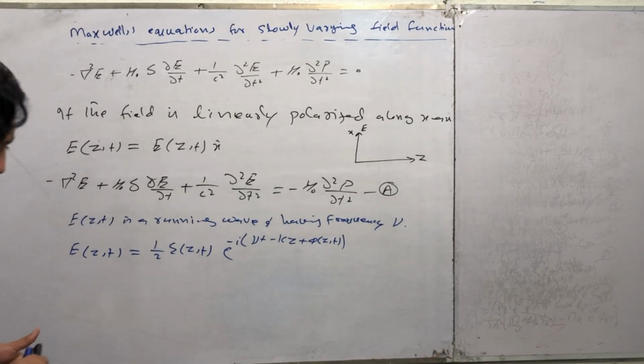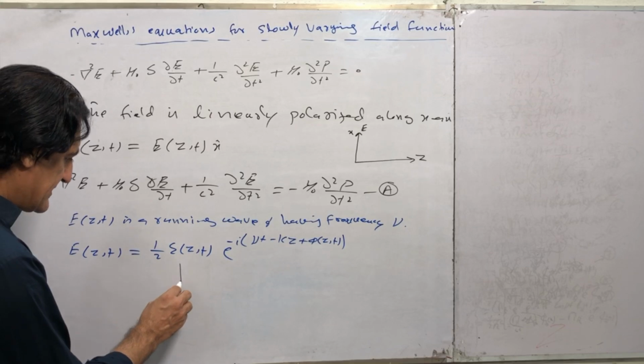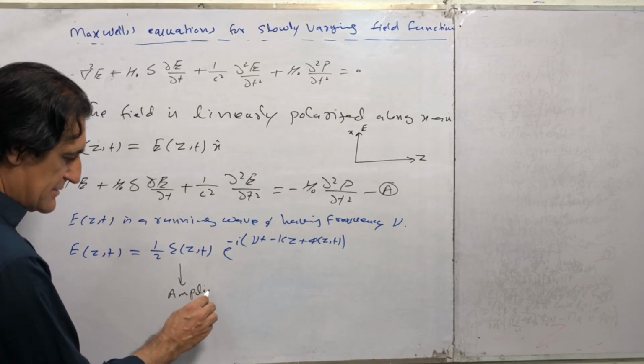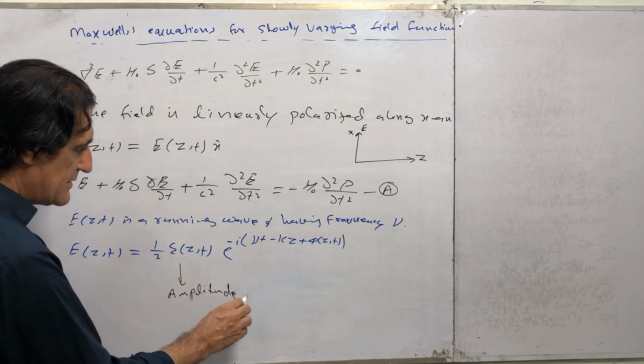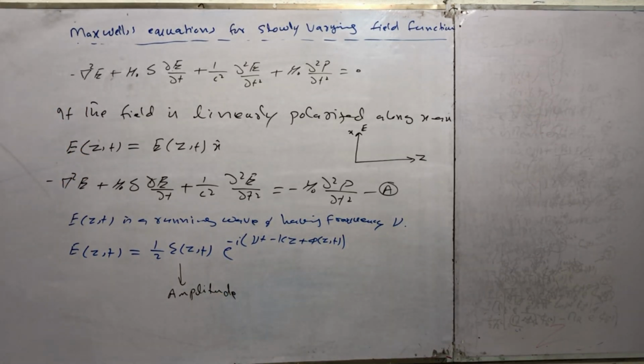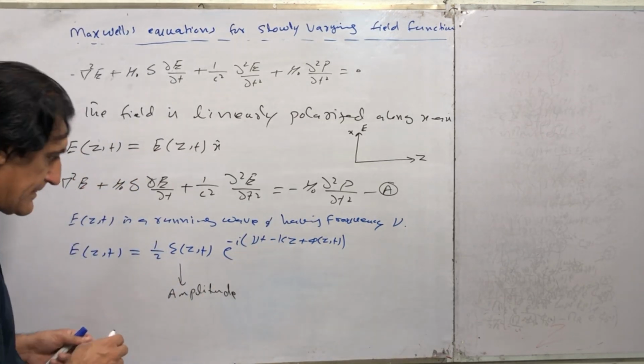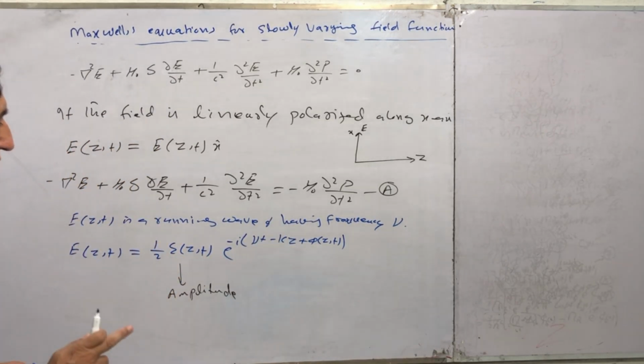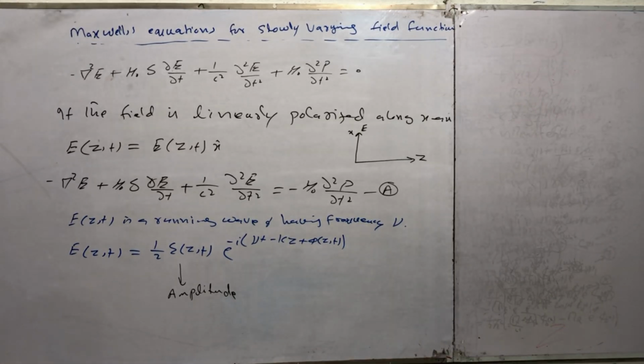Here this is the amplitude and phi is the phase. This is the phase, and both are slowly varying. This is an important point.